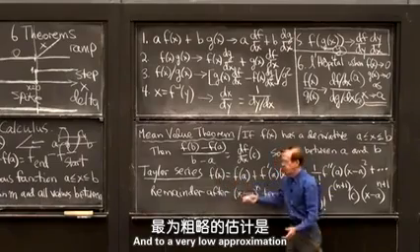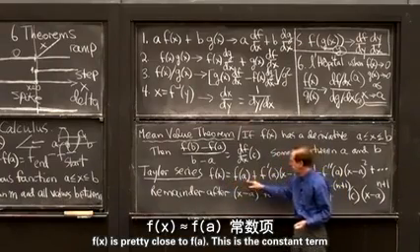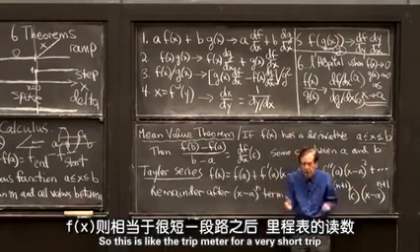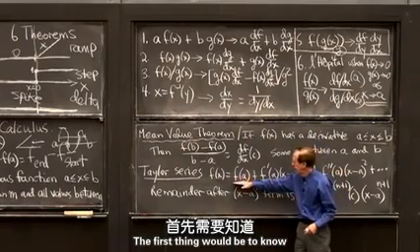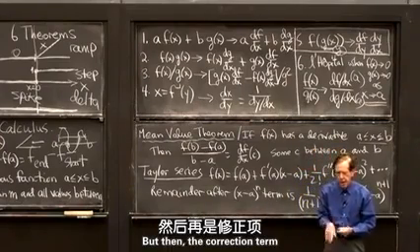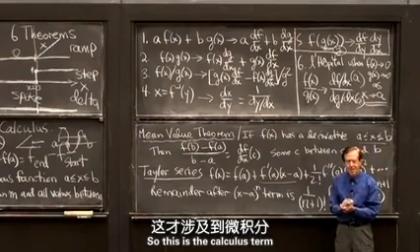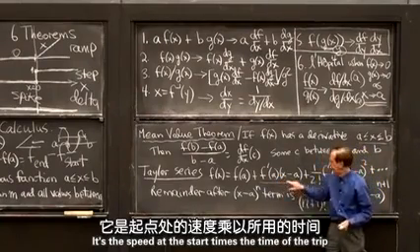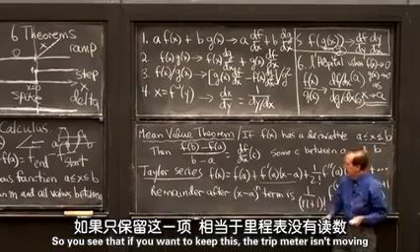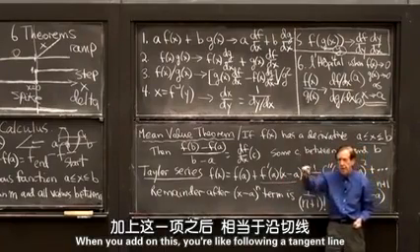And to a very low approximation, f of x is pretty close to f of a. This is the constant term. That's where the trip started. So this is like a trip meter for a very short trip. The first thing would be to know what was the trip meter reading at the start. But then the correction term, so this is the calculus term. It's the speed at the start times the time of the trip. So you see, if you only keep this, the trip meter isn't moving. When you add on this, you're like following a tangent line.